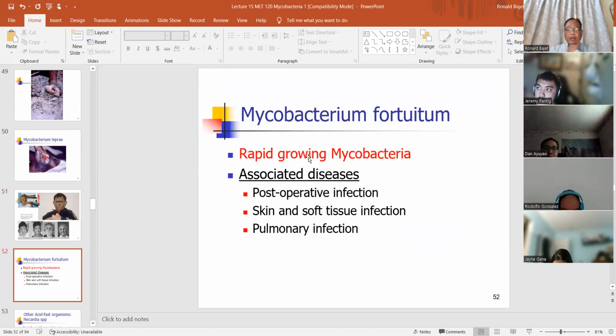Okay. Mycobacterium fortuitum. This is a rapid growing mycobacteria. Associated diseases are postoperative infection, skin and soft tissue infection, and pulmonary infection.